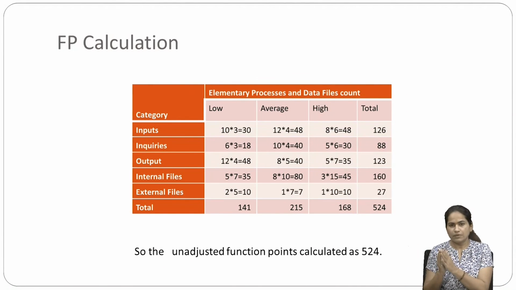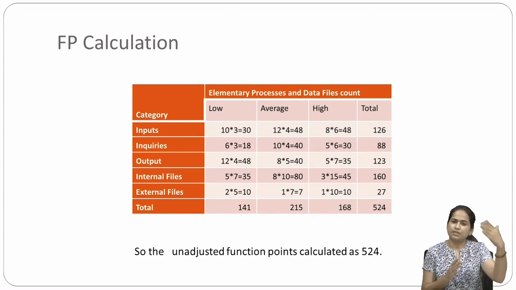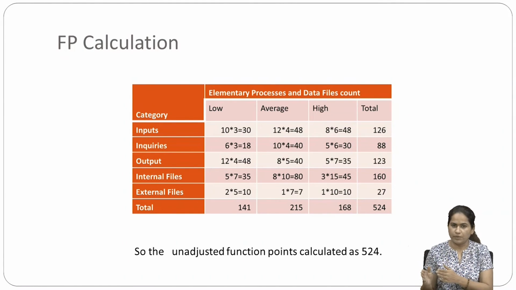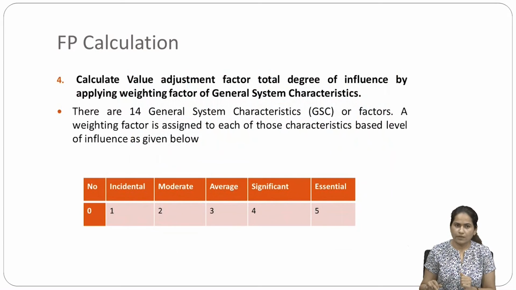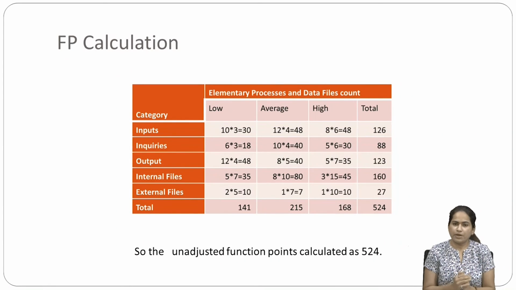We have multiplied the data files with the weighted complexities, and finally we get the total. At the end, the answer we get is 524, which is the unadjusted function point we have calculated for this given data. So you can calculate it according to your data. So this is point 3, where we are able to find the unadjusted function points.